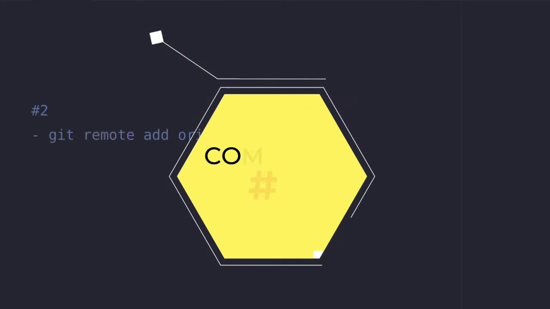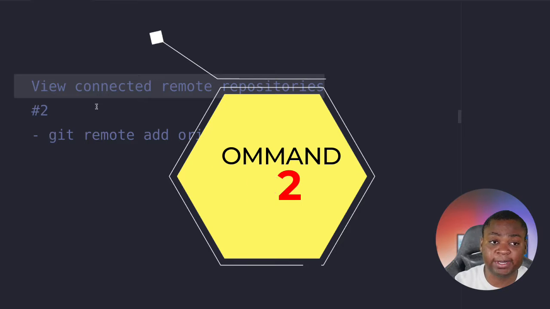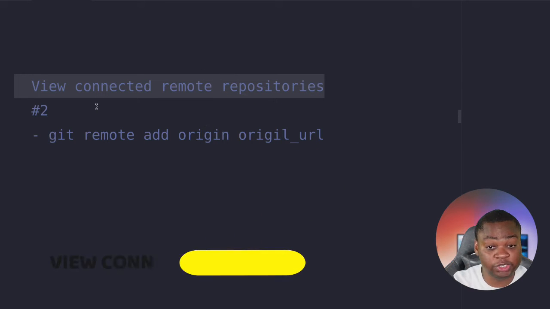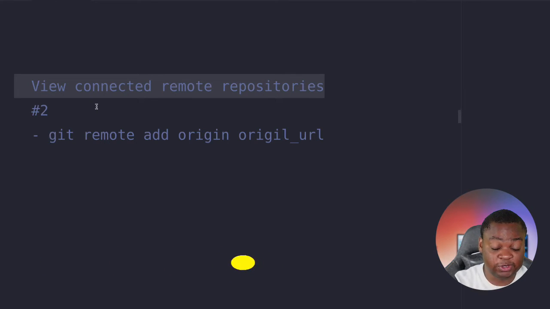Command number two. For command number two, we're going to be looking at something called git remote add origin. What is it? Well, sometimes your project might not be connected to a remote repository. Git remote add origin is a way for you to connect your local project to the remote connection. And once that connection is built, you can start pushing things to that remote connection. And again, that was Git command number two.